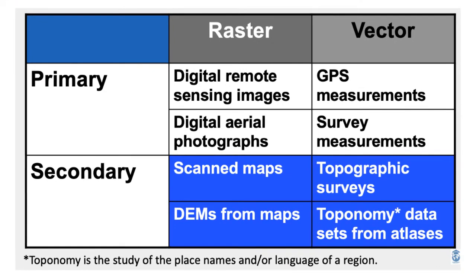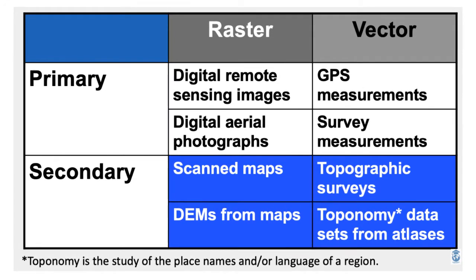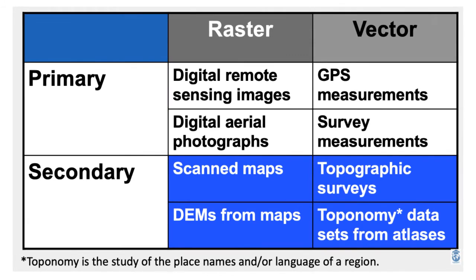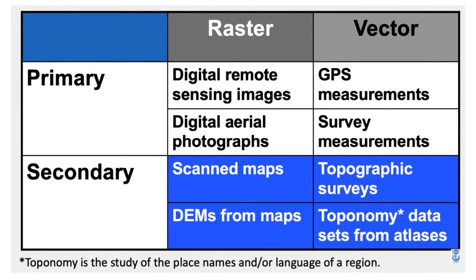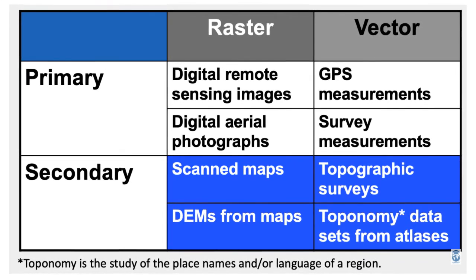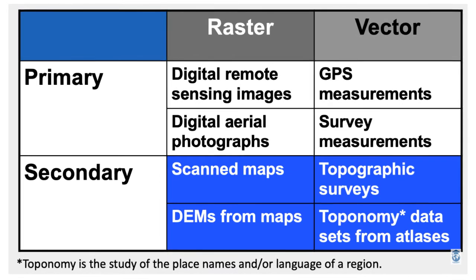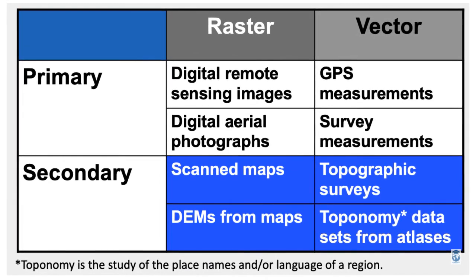For both the acquisition of raster and vector data, there are primary and secondary sources. For example, with raster data, a primary source would be digitally remote sensed imagery, and a secondary source would be scanned maps. For a vector data model, GPS measurements would be a primary, and topographic surveys might be a secondary.